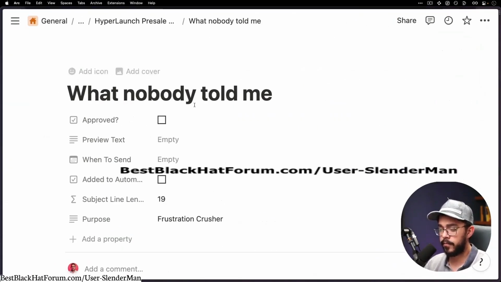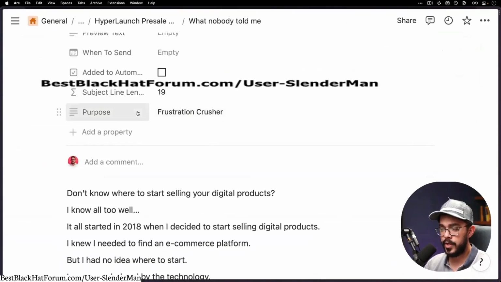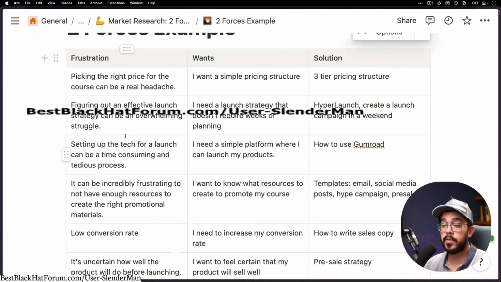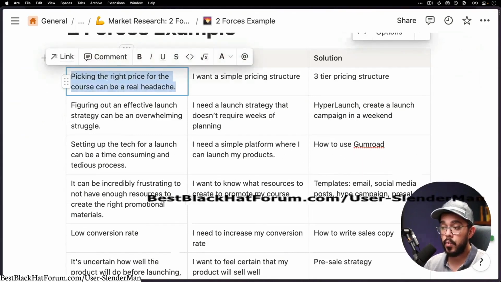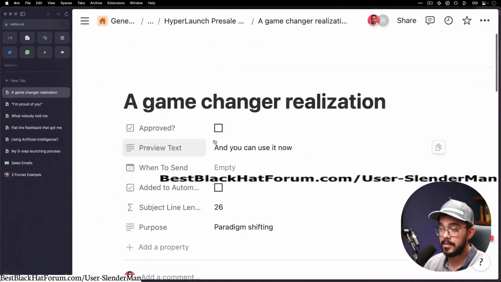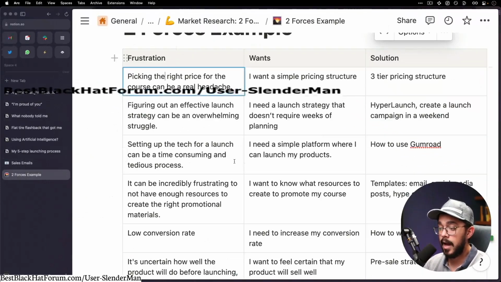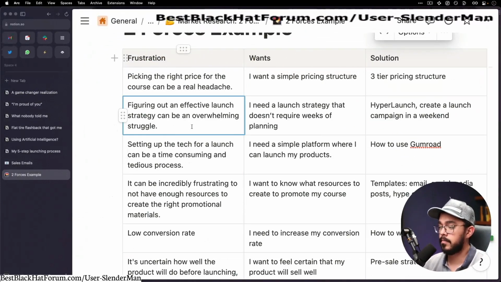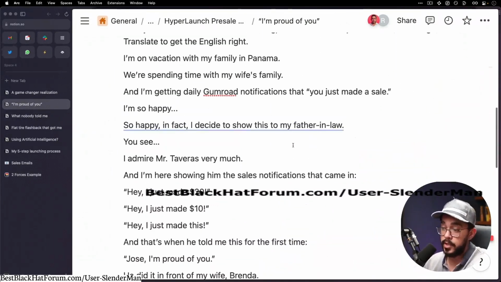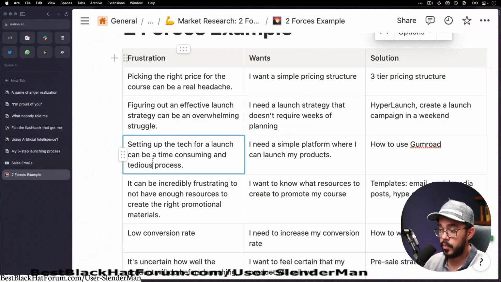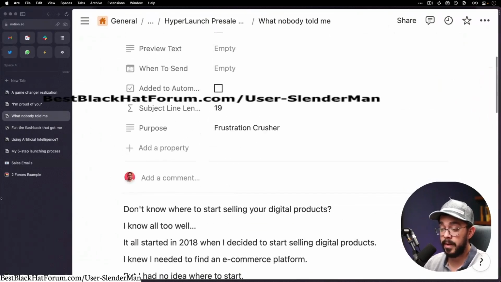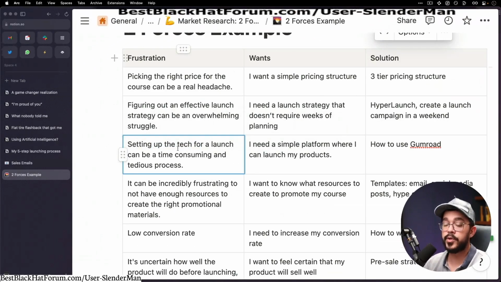Here, this is what I call the frustration crusher. So you take one of the frustrations that you found in your two forces and you just start creating emails through that. So here you can see that I took one of the frustrations, which was picking the right price. And I used that one to create this email, the paradigm shift. Then I took this one on figuring out how to create effective launch strategies, and I got this one that eventually turned into the Pride email, right? Then I took this one, setting up the tech for a launch, and it became this one, the Frustration Crusher, which is a big frustration people have. I don't know which software to use, right?